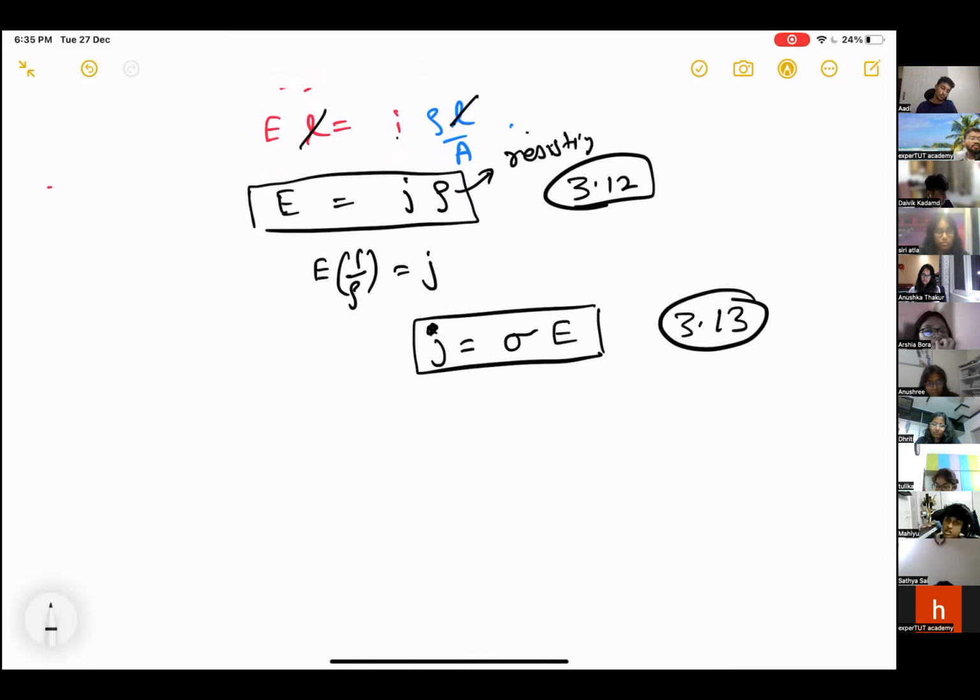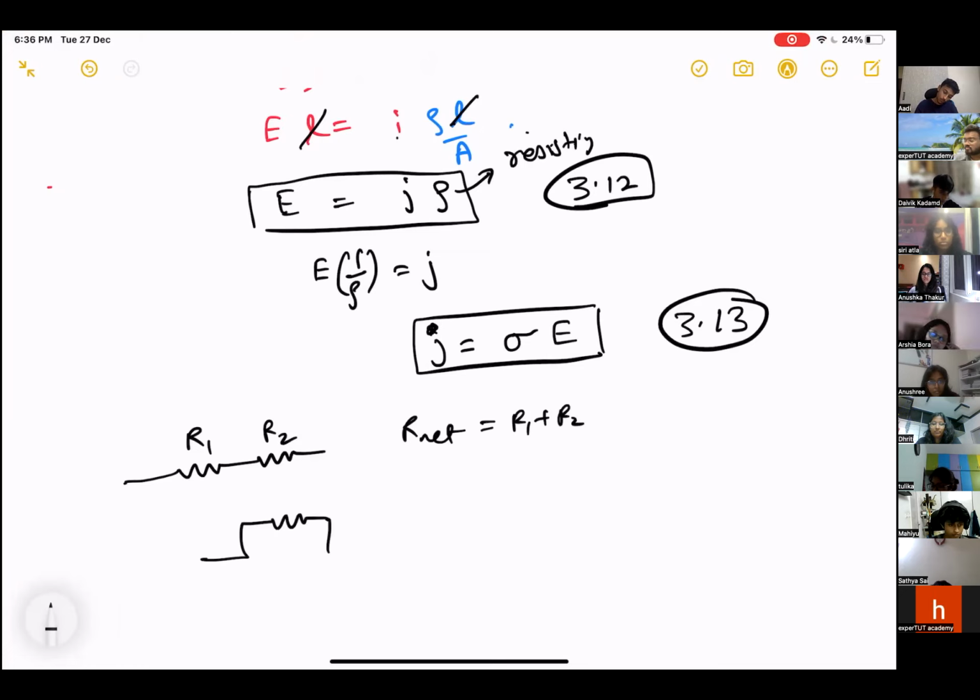Also, you know that when you join two resistances in series, you have resistance R. इसका कितना होता है R net? R1 plus R2, right? And if it is in parallel, 1 by R parallel is 1 by R1 plus 1 by R2. ये तो basic पता है ना, ठीक है.